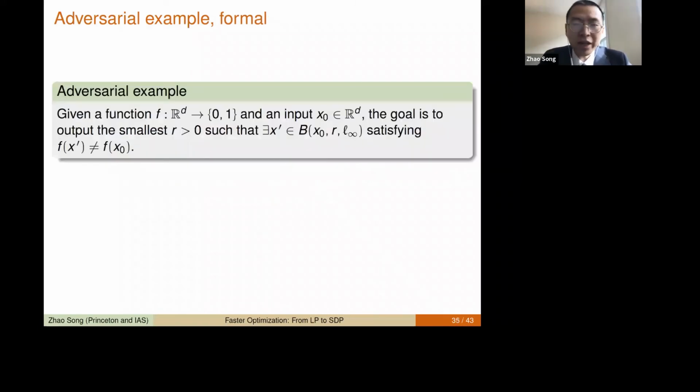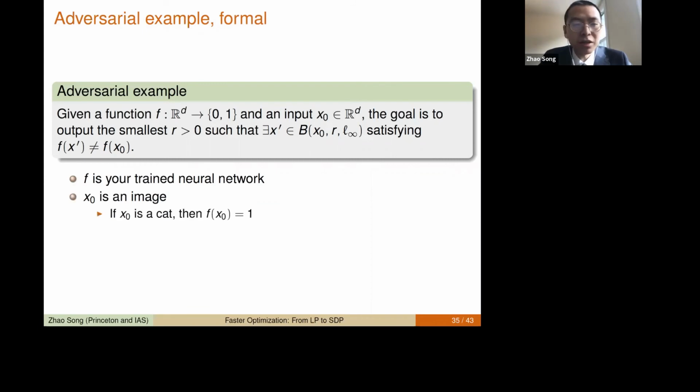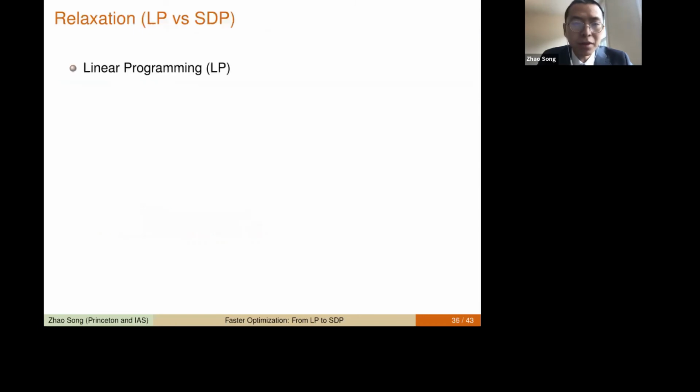I give you a function f, and for some input x0, you output the smallest r such that there exists an x prime in this ball such that f(x prime) is not equal to f(x0). Here f is your trained neural network, and x is your image, and if x is a cat, our network says 1, and otherwise says 0. This is a very simple math formulation of the question.